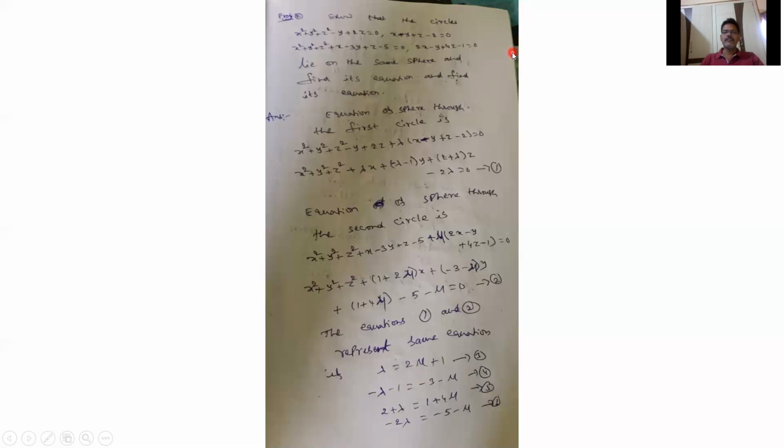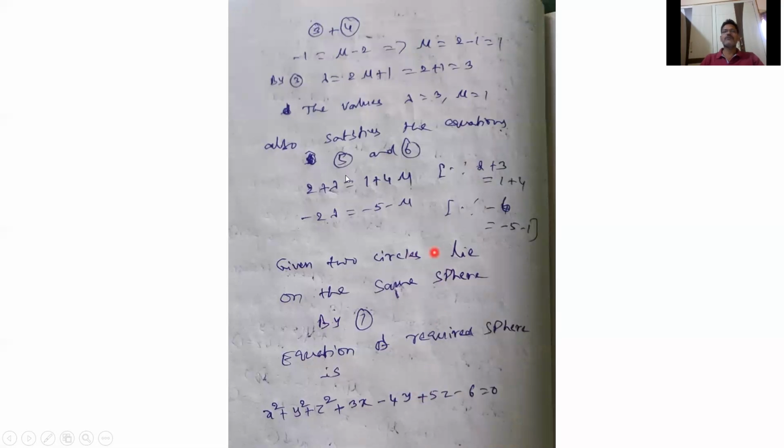Again by equation 3, lambda is equal to 2 mu plus 1. Substitute mu equal to 1: 2 into 1 is 2, plus 1 is 3. So finally, we are getting lambda is equal to 3, mu is equal to 1.